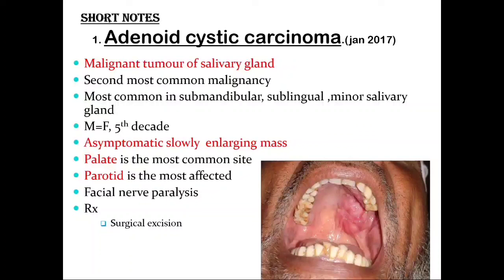The male to female predilection is equal, and it occurs in the fifth decade. The clinical features are that it most commonly affects the palatal region because of the involvement of the minor salivary glands, and it is an asymptomatic, slowly enlarging mass. When the parotid is affected, you can see facial nerve paralysis along with it. The treatment for such a case is surgical excision of the carcinoma.